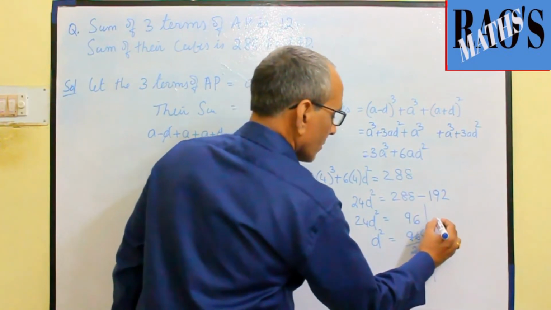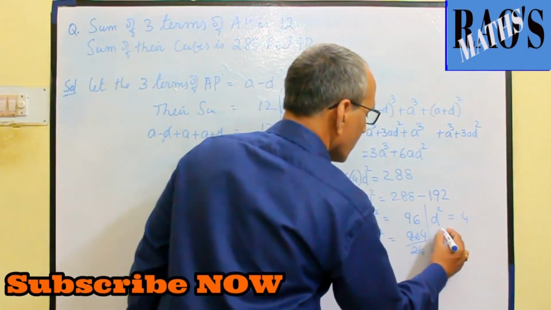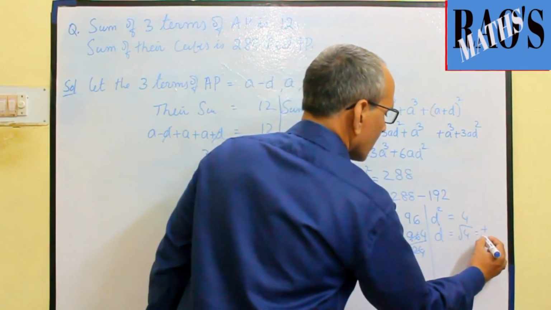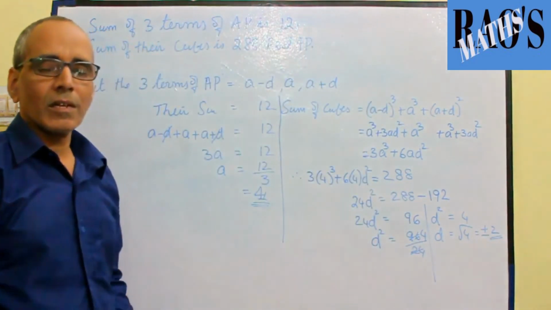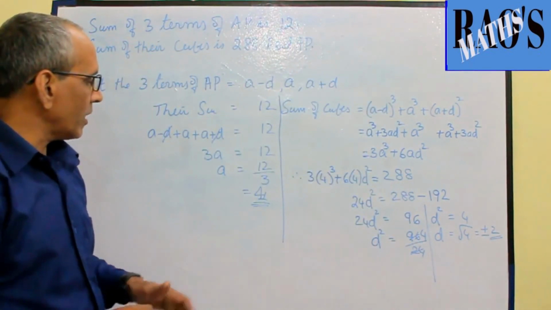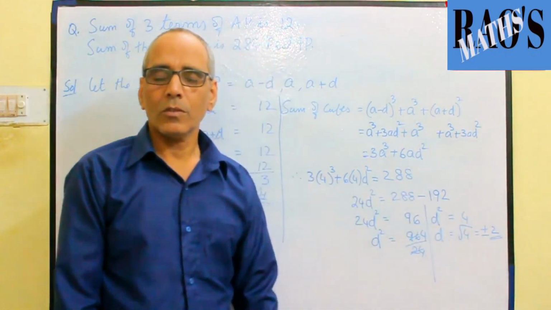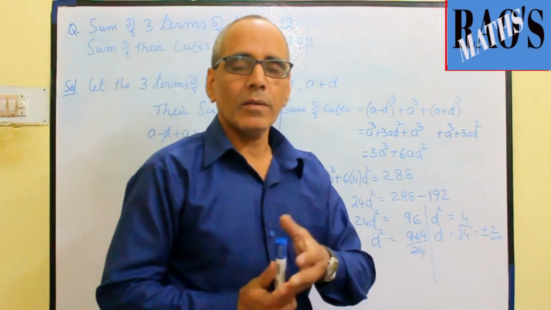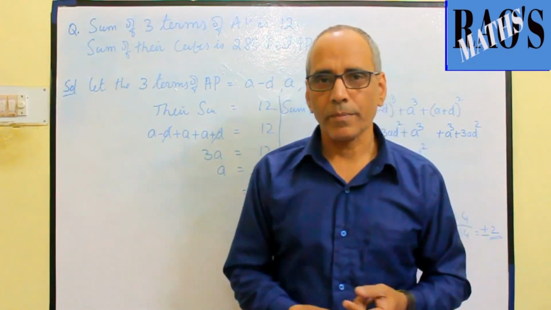Finally, D square is equal to 4. So D is equal to root 4, that is plus or minus 2. Okay, plus or minus 2. So you have the A value, and for D you have 2 values. So that you get 2 APs. When you take the positive value of D, 1 AP, negative value of D, another AP.